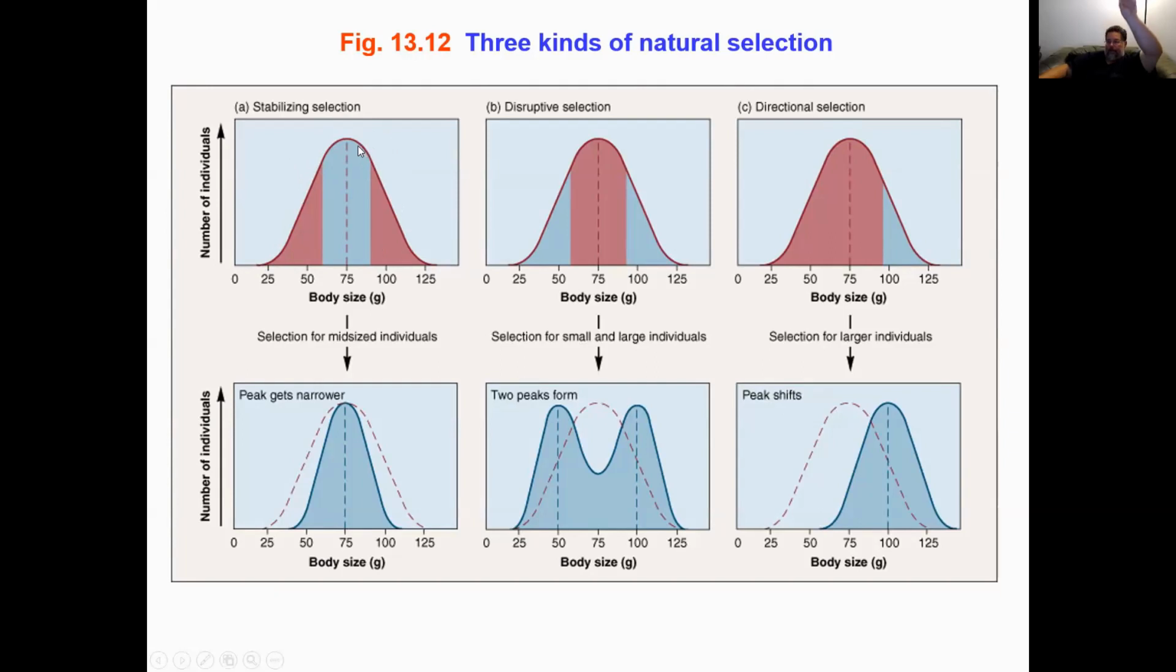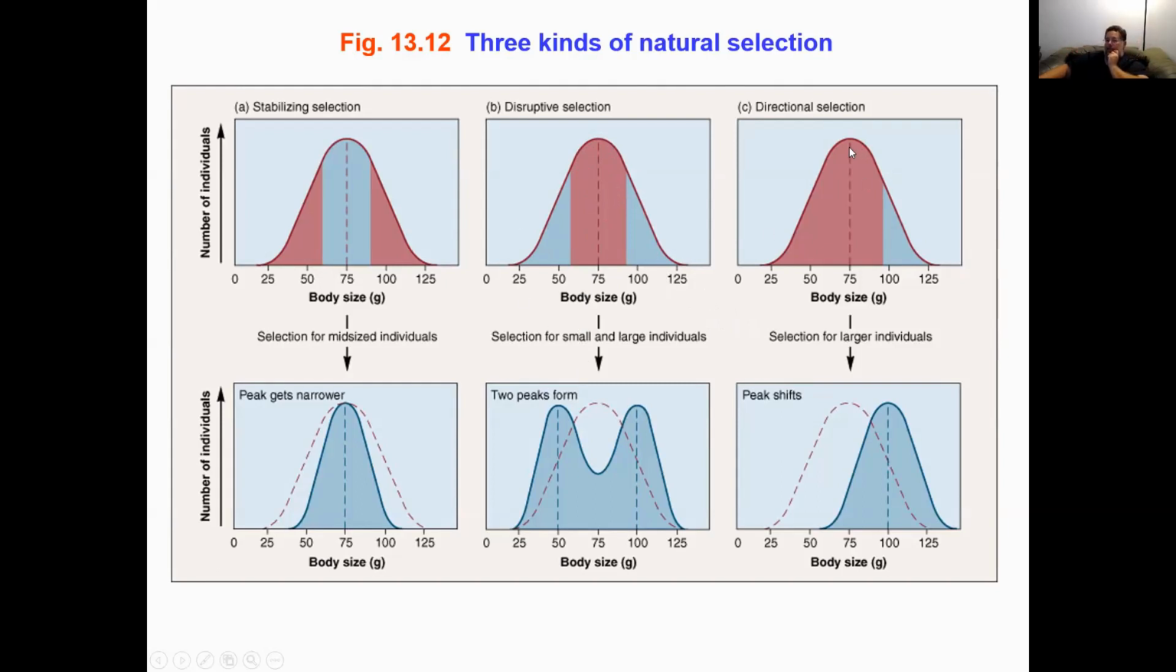If there was something in the environment that was selecting where the average height person was the preferred evolutionary trait, we would call that stabilizing selection. And that means the extremes would be selected against. I'll give you examples of this in a moment. Then we have disruptive selection. This is where the average height people are being selected against, and the extremes, the really tall and the really short, are being selected.